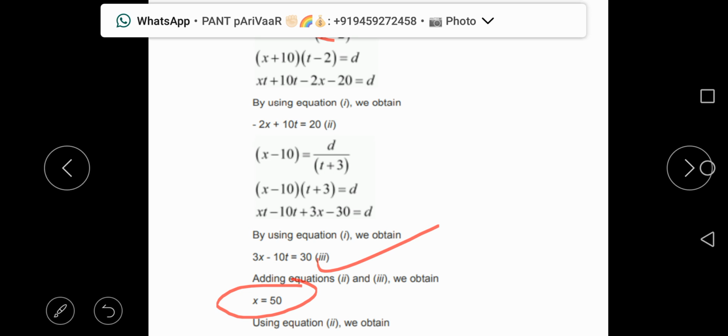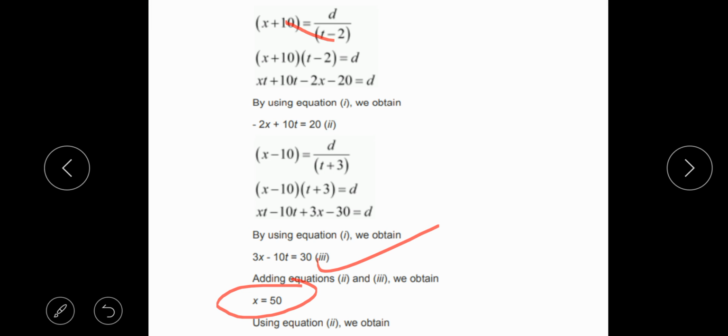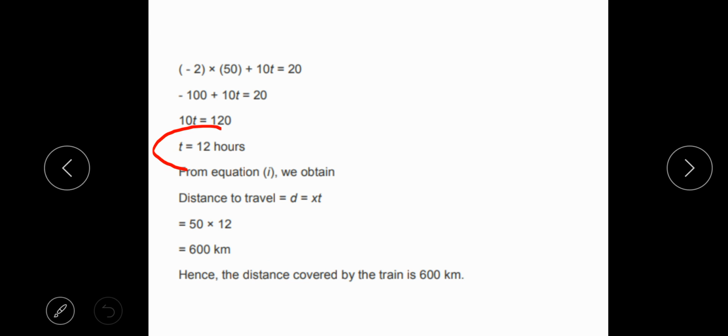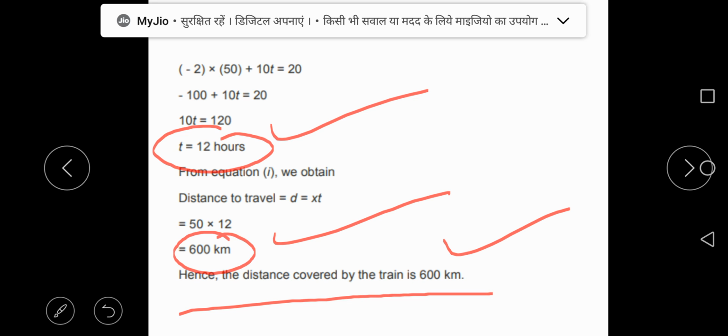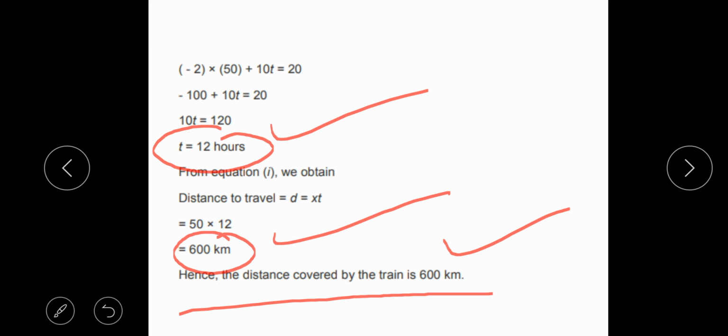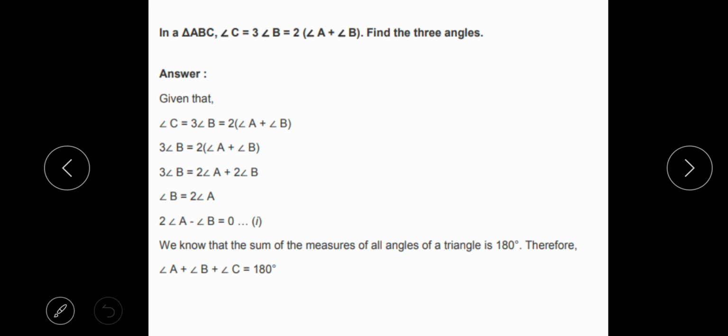Now put the value of x equal to 50 in the second equation. When you put this in the equation, you will get the value of t. Now from the first equation, in the first equation you just put the value of x and t, you will get 600 kilometers, and this is your required answer. So again this is a very important question. Let's start with your next question. The next question again is very important.